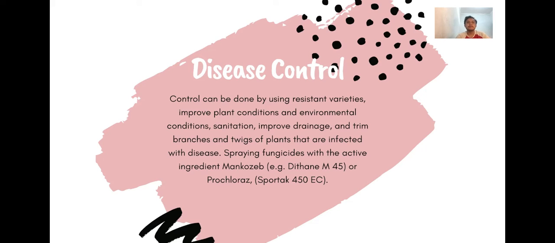Disease control can be done by using resistant varieties, improved plant condition and environmental condition, sanitation, improved drainage, and trimming branches and twigs of plants that are infected with disease, spraying fungicides with the active ingredient mancozeb. The example is Dithane M45 or Procoras.